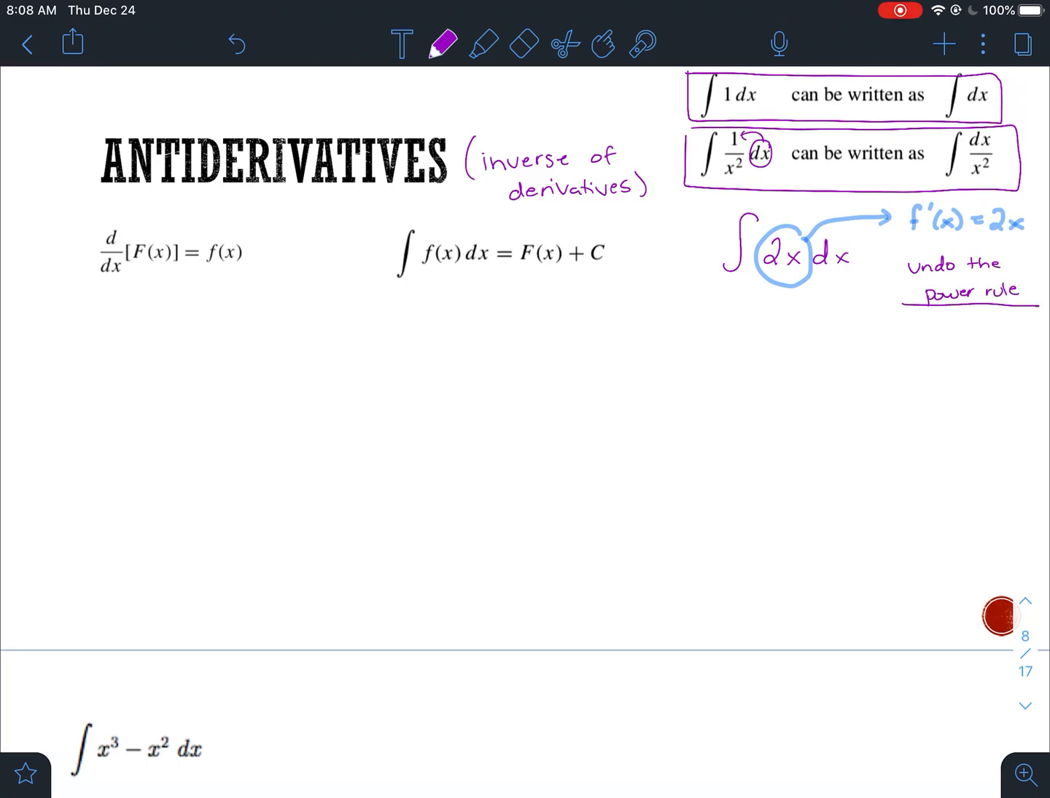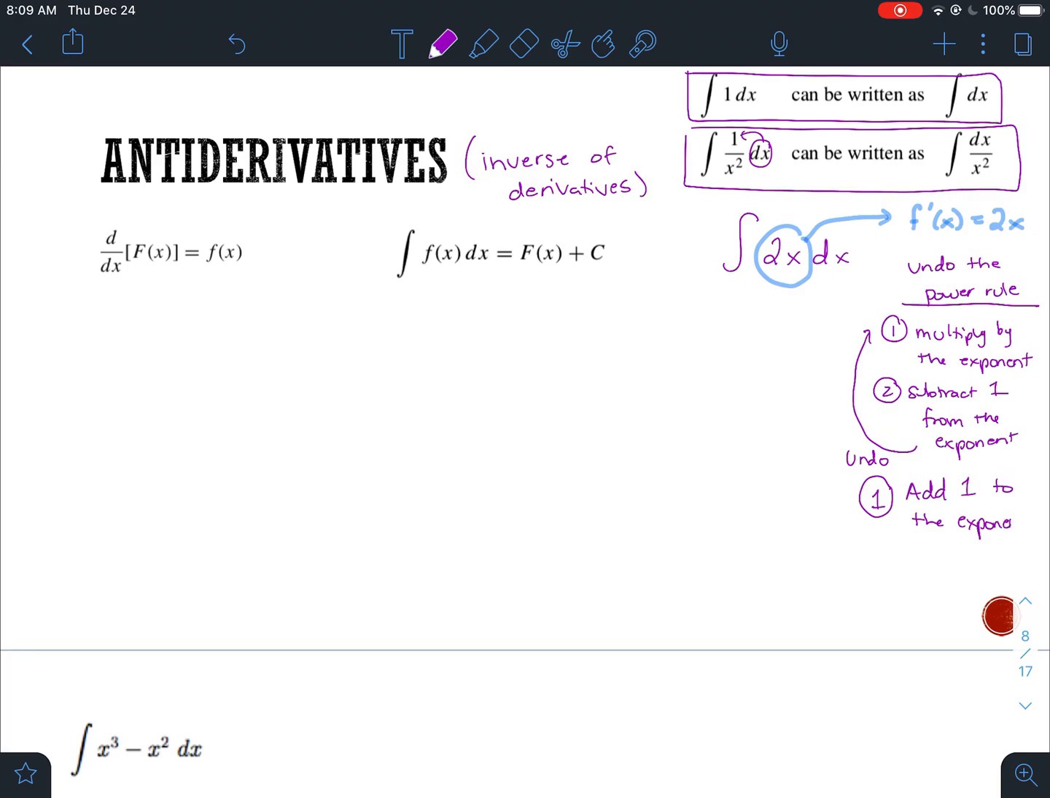So remember when we do the power rule for derivatives, first step is you multiply by the exponent. And then step 2 is you subtract 1 from the exponent. So that's how you do the power rule for derivatives. You multiply by the exponent, and then you have to subtract 1 from the exponent. So now we want to undo these steps. So to undo those steps, you do the reverse order. So to undo the power rule, step 1 is we need to undo subtracting 1 from the exponent. So step 1 is we're going to add 1 to the exponent.